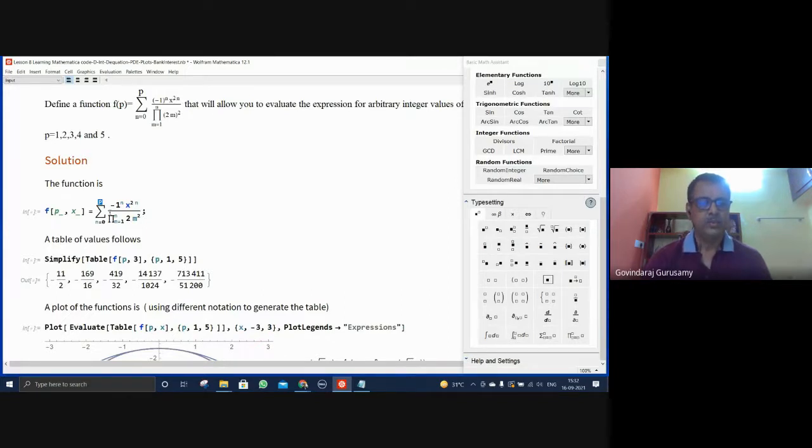Now, take a finite value of p, 1 to 5. See, simplify table. Since we are using a table, p should be variable from 1 to 5. We have taken that. Then with that, the first one is minus 11 by 2, minus 169 by 16, 419 by 32, then 14,000 over 1024, and then 411 divided by 51,200. This is the number that you will be getting.